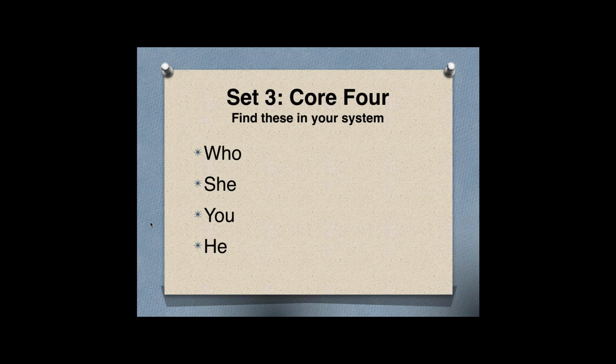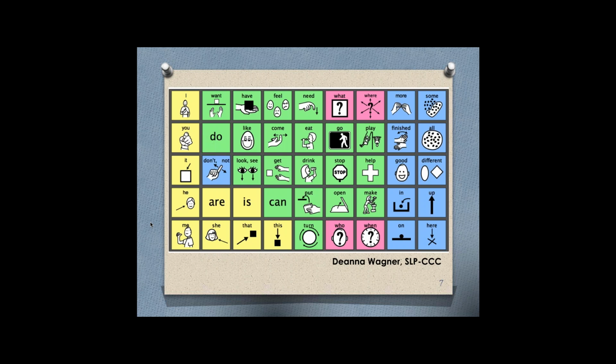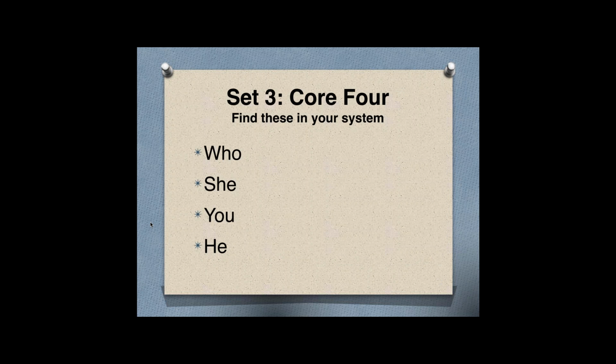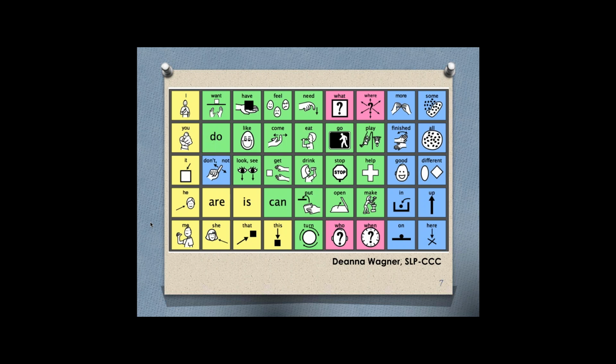And take a look at your own system, the system you're using with your child, and just look for where you can find those 4 words. So if we look at Deanna Wagner's symbol display that she's allowed us to share freely, some of you don't have a communication system yet, and you might just be using a core board. We can find who down in the bottom row and around the middle, it's a pink one. She and he are both down at the bottom on the far left side, and you is higher up.